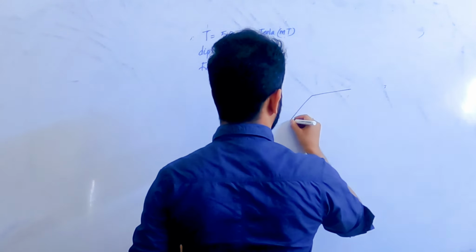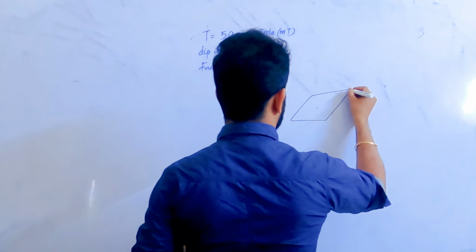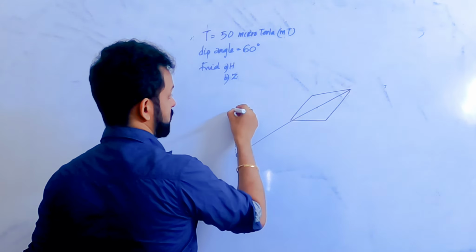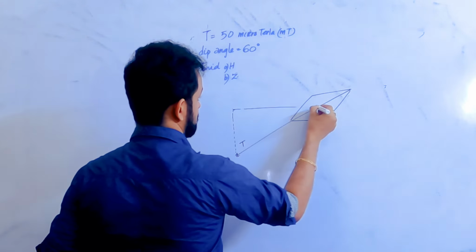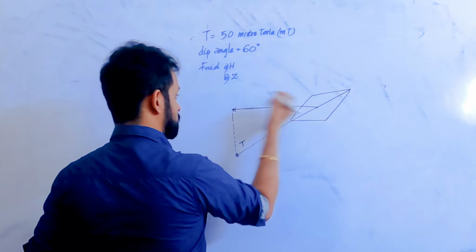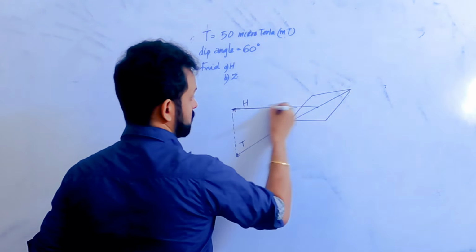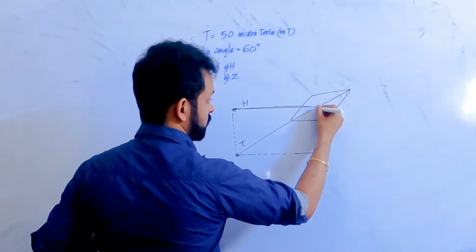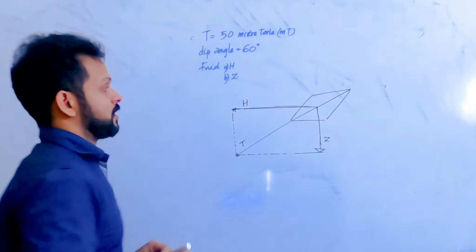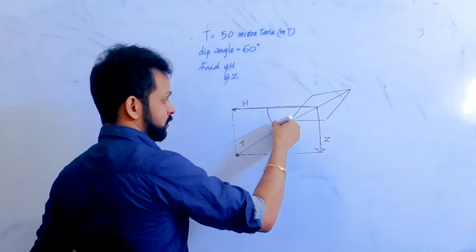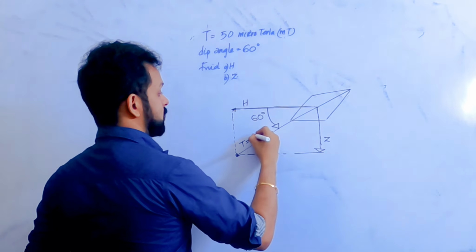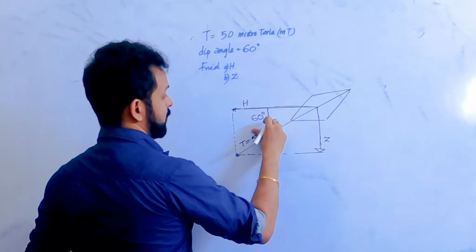So we have the compass, total magnetic field T, and I can resolve this into two components. One of the components is parallel to the Earth's surface, which is H, and the other component is perpendicular, which is Z. The dip angle is the angle between the horizontal component and the total field, given as 60 degrees. The total Earth magnetic field is 50 microtesla.